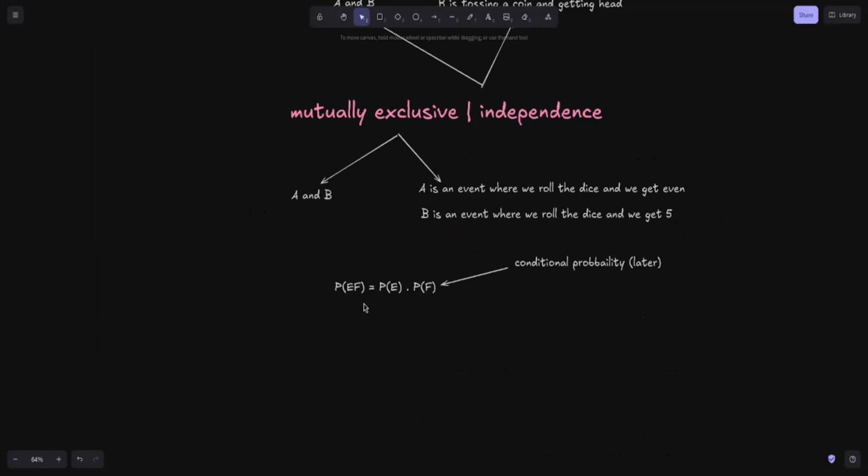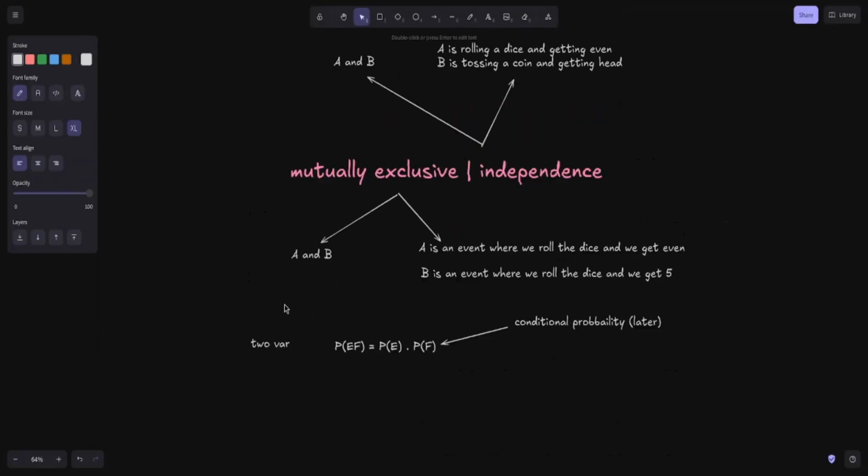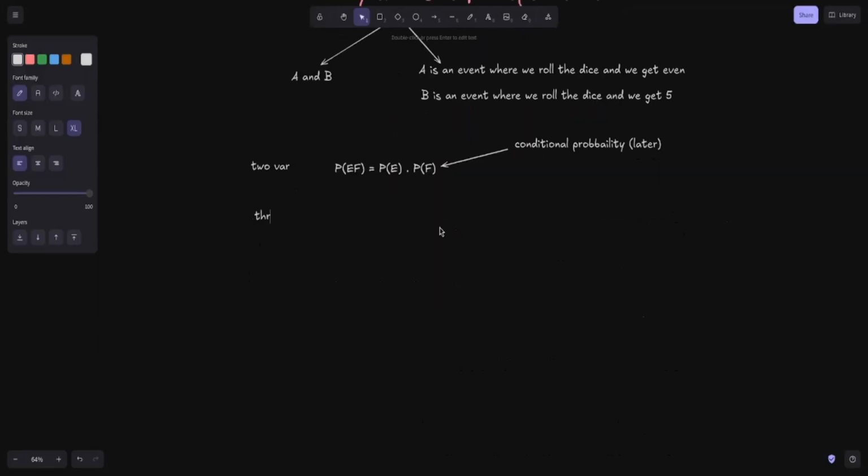So two events E and F are said to be independent if this equation holds, and if it does not hold, that means it is not independent. So basically P(EF) is equal to P(E) times P(F), but the equation changes a bit when we go to 3 variables. This is 2 variables, and when we go to 3 variables, the equation changes a bit.